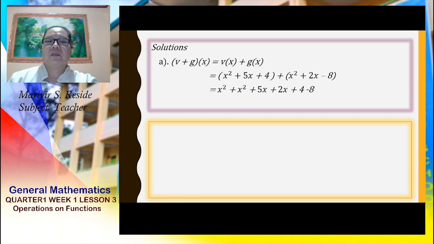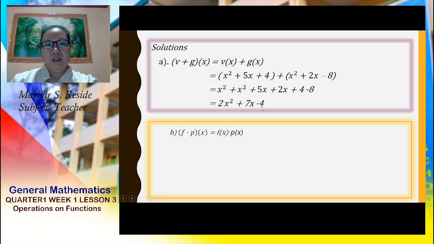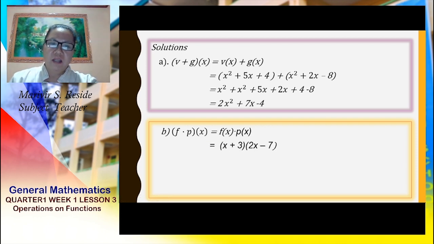Combine similar terms, just like solving algebraic expressions. x squared together, 5x plus 2x together, and 4 and 8. So we have, final answer is 2x squared plus 7x minus 4. Let's go with the letter B. This involves multiplication of functions. So f of x times p of x. Substitute both with the given. We have x plus 3 times 2x minus 7. So we have to use the distributive property.